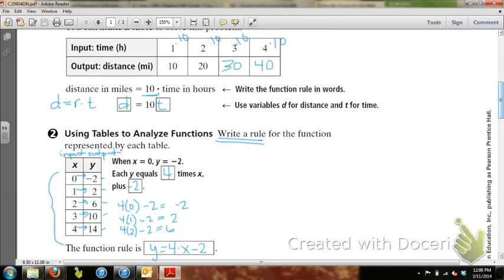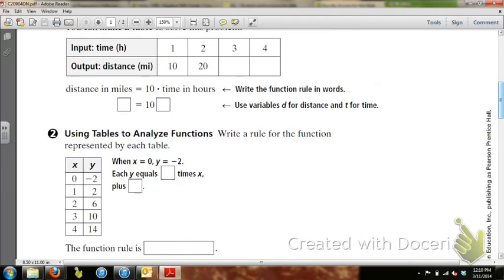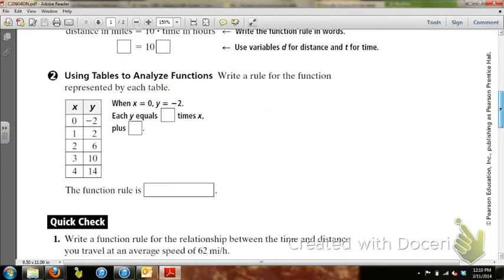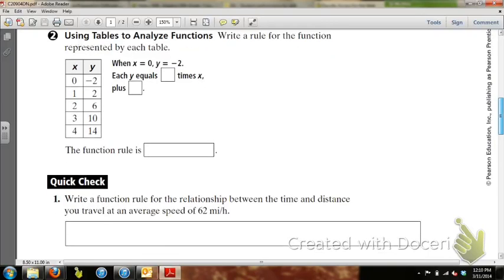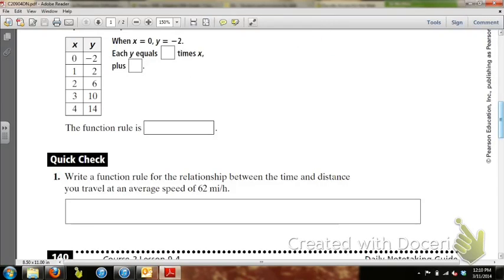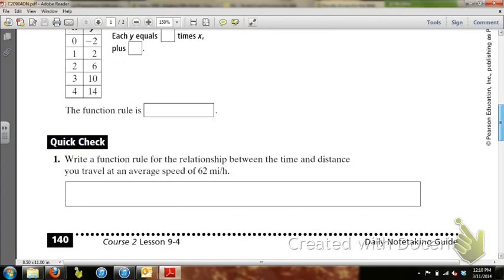So now you pause the video and try the first quick check. Write a function rule for the relationship between the time and distance you travel at an average of 62 miles per hour. So that's just like example 1, so just write the rule. Okay, so use the distance equals rate times time and plug in the value they gave you.